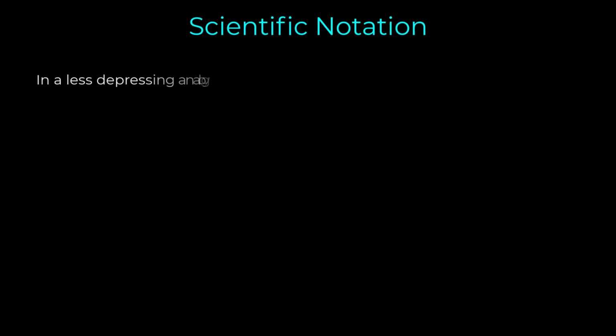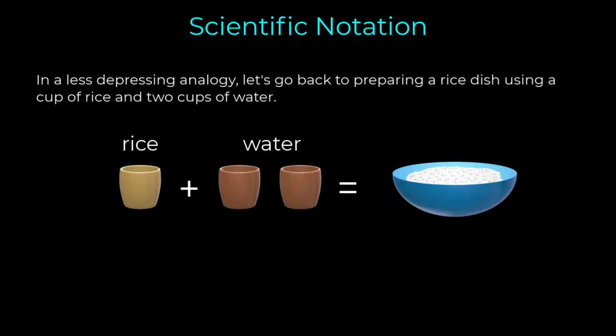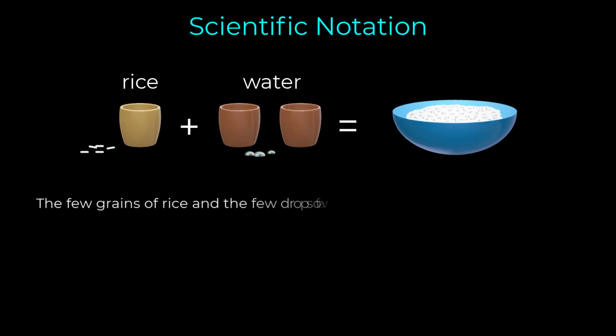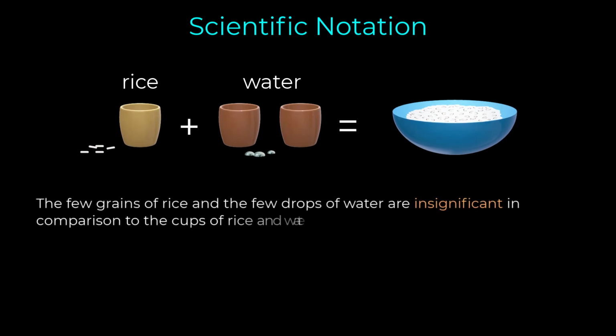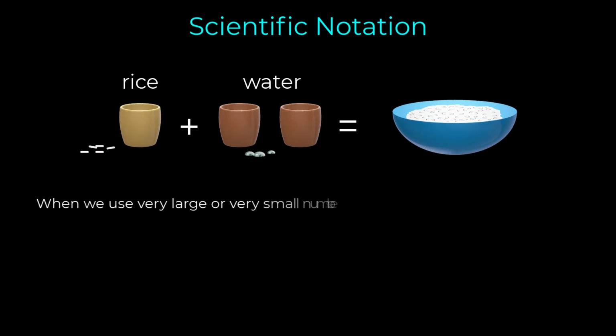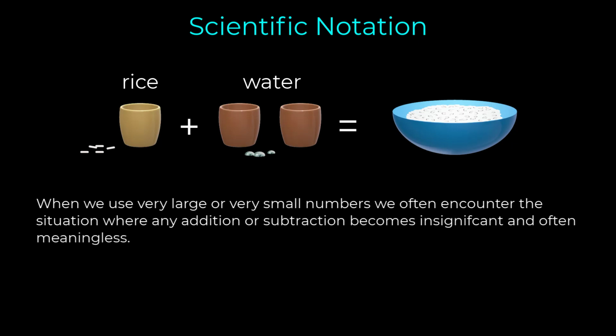In a less depressing analogy, let's go back to preparing a rice dish using a cup of rice and 2 cups of water. Suppose in mixing the ingredients, I accidentally spill 5 or 6 grains of rice, or a couple drops of water. Is that going to make any difference to the quality of my rice dish? Of course not. The few grains of rice and the few drops of water are insignificant in comparison to the cups of rice and water, so adding or subtracting that insignificant amount is not going to change anything. When we use very large or very small numbers, we often encounter the situation where any addition or subtraction becomes insignificant and often meaningless. This ends our series of videos on arithmetic.